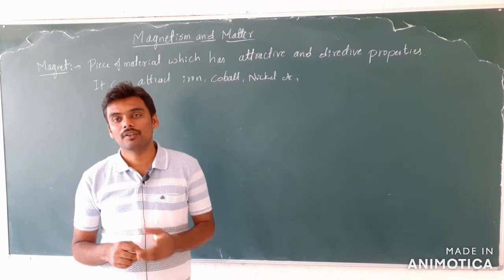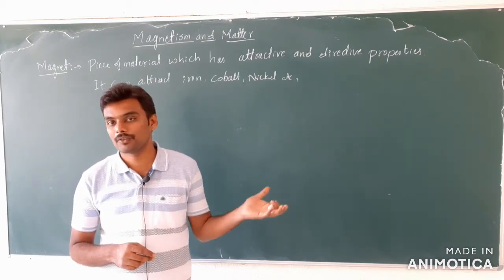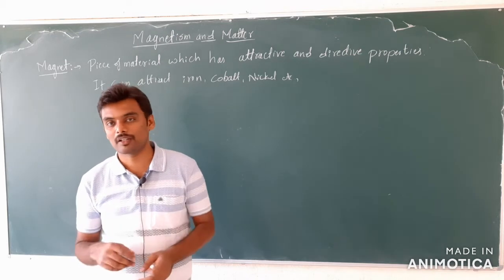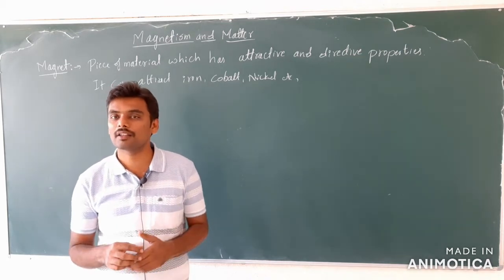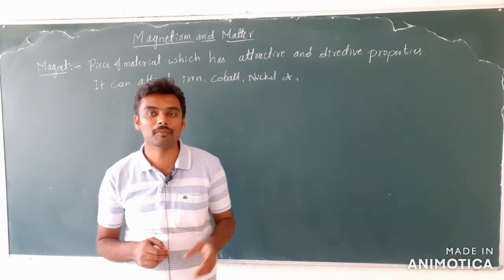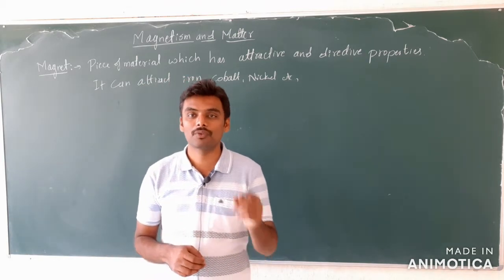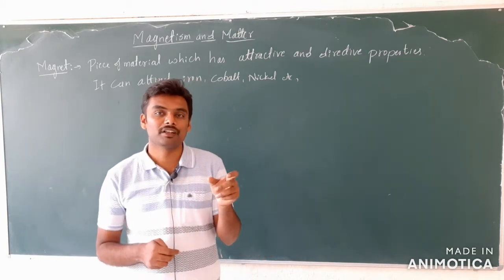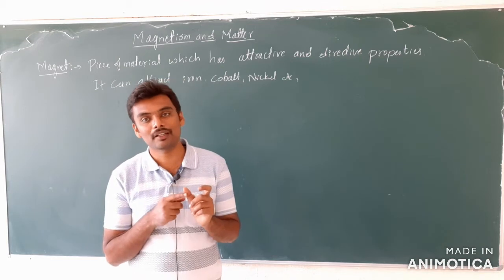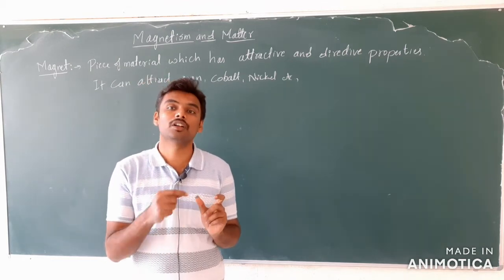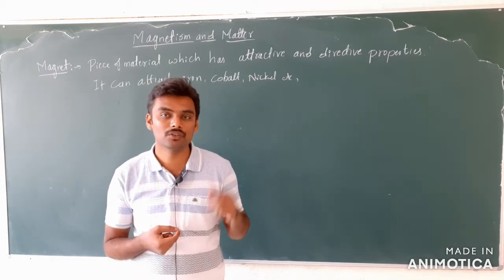Okay, and first one, naturally occurring, artificial, electromagnets. Okay, and there are other classifications also, like temporary magnets. What are those temporary magnets? When we bring a piece of iron, like a nail, in contact with a magnet, that nail also acquires magnetic property, isn't it? You can observe it.